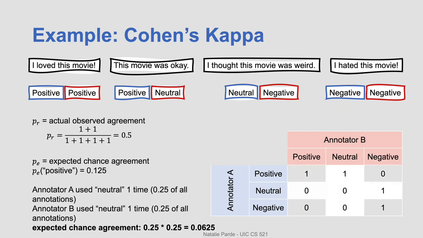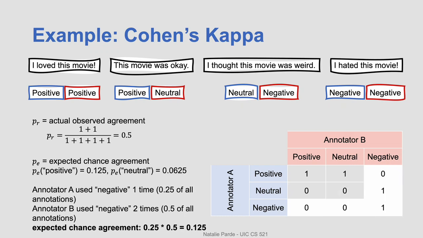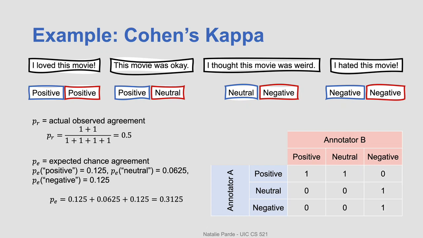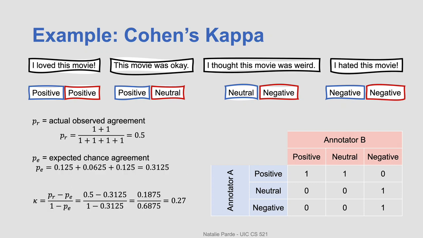Following the same logic, there'd be a 0.0625 chance that they'd both assign a label of neutral by chance. And there'd be a 0.125 chance that they'd both assign a label of negative by chance. We can find our overall expected chance agreement probability by summing up those individual probabilities, for an expected chance agreement of 0.3125. This means that for computing kappa, our numerator will be 0.5, that's our observed agreement, minus 0.3125. Our denominator will be 1 minus 0.3125. This will give us 0.1875 over 0.6875, for a kappa of 0.27.